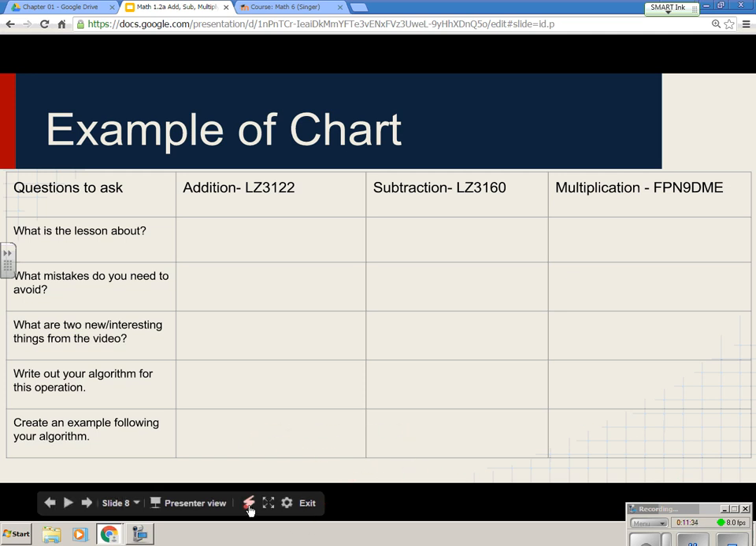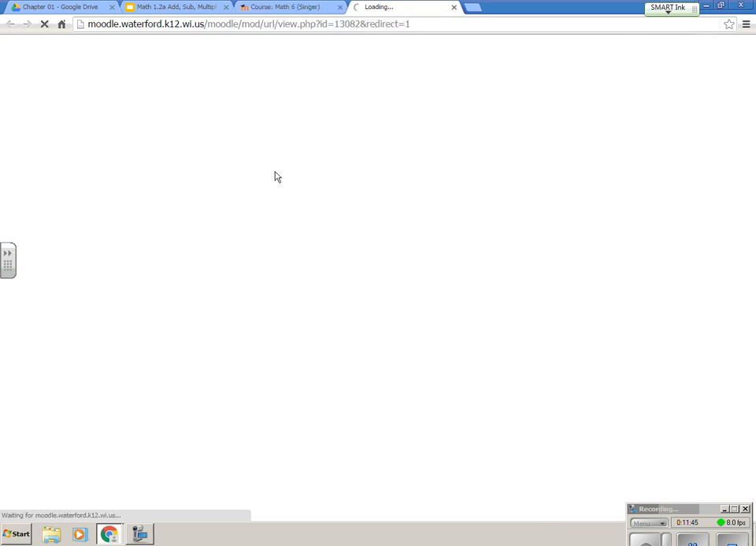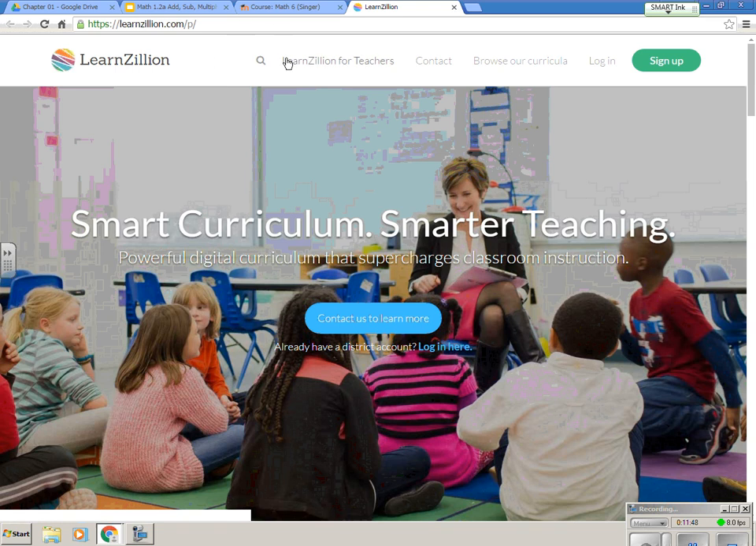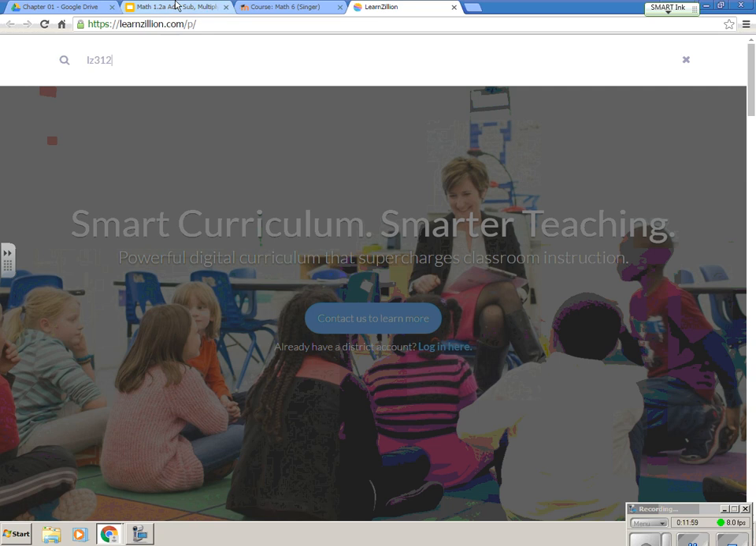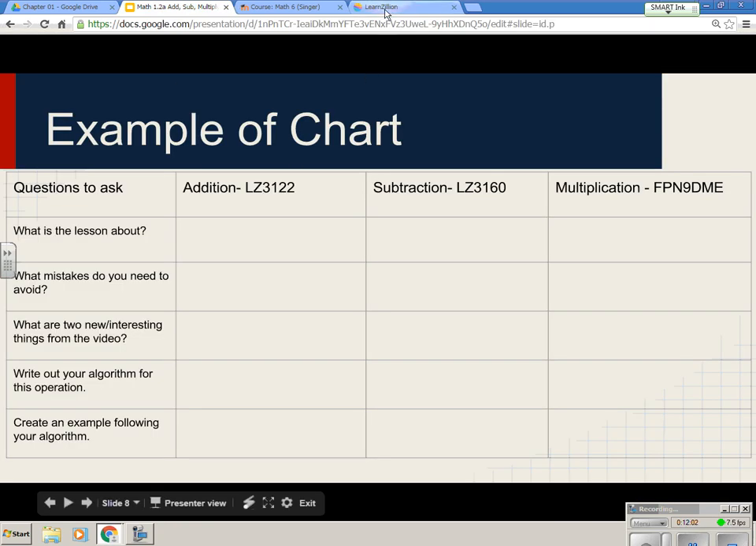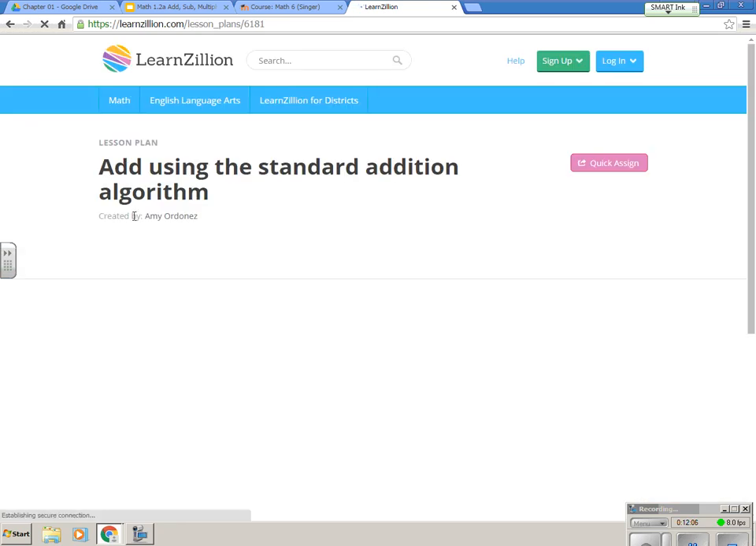So let me show you what this looks like. We know that it's going to be LZ3122 for addition. So you're going to go back to Moodle and click on Learn Zillion. Now up here at the top, you'll see this little magnifying glass. If you click on it, you'll type in here, and it doesn't matter if it's uppercase or lowercase, LZ3122. And when I hit enter, this pops up.